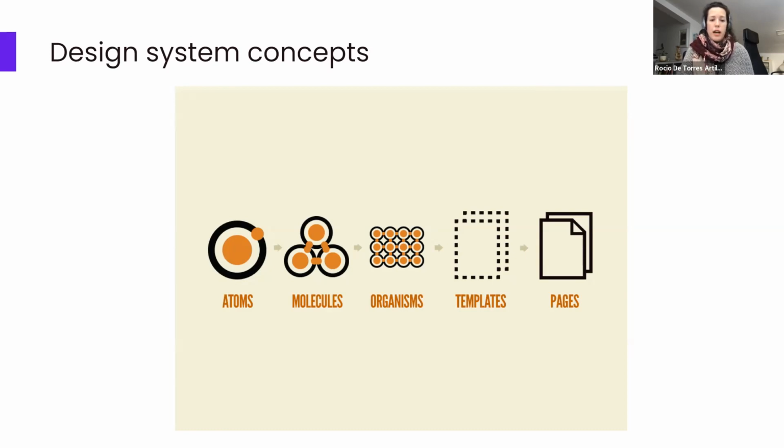Organisms are even more complex components that can include both molecules and atoms, such as the top bar navigation. The bar may include the navigational atoms, such as home and login, along with the molecule component of the search bar and the brand icon. And then these come together for templates and pages? Exactly, yeah. Awesome.